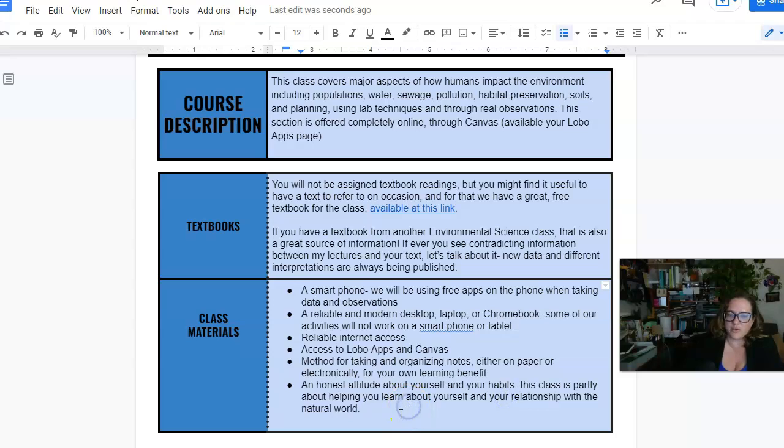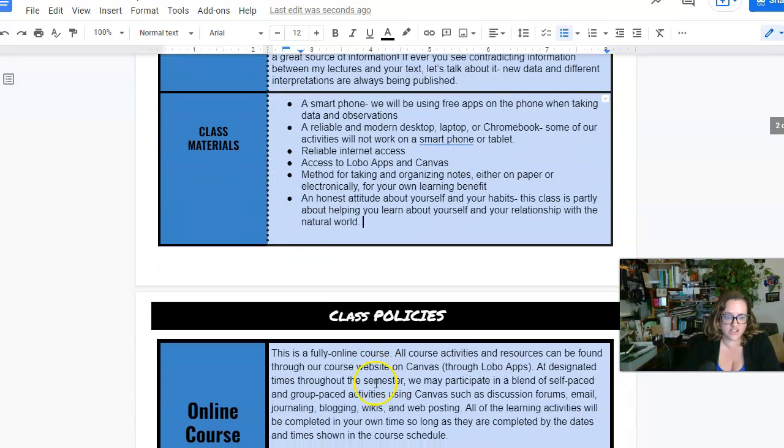Make sure you're very honest about yourself and your habits. This class is partly about helping you learn about yourself and your relationship with the natural world. So give yourself time to really appreciate nature. That's something that I am a very big proponent for as an educator. Part of why I left science research to be an educator was because that was my big passion, making sure people really understood that they're not beside the natural world. They're actually a part of the natural world. So we're going to be doing a lot of observations in this class and learning how to take nature observations and how to do measurements in nature in a non-destructive way. Make sure you're checking in on yourself when you're doing that too.